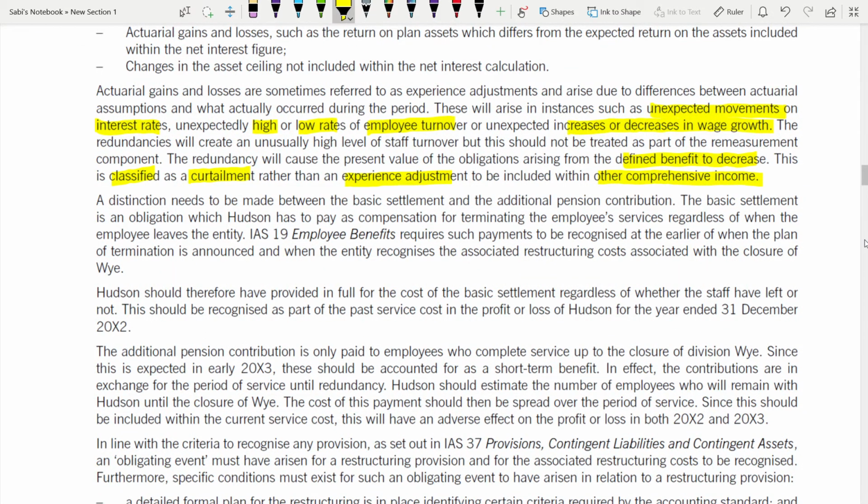So the company should therefore have provided in full for the cost of basic settlement, regardless of whether the staff have left or not. This should be recognized as part of past service cost in the P&L of Hudson for year end 31st December 2002. So this is the correct treatment. I will take orange. The basic settlement recognized as part of past service costs in P&L is the correct treatment of basic settlement. So first they finish everything about basic settlement, and then they switch to the additional pension contribution part.